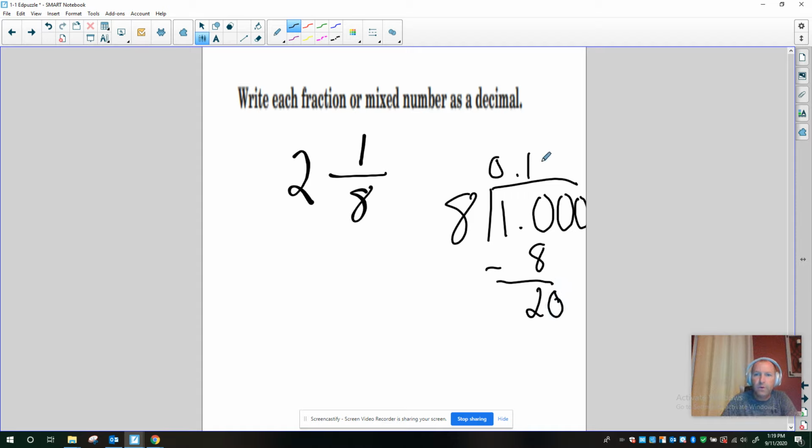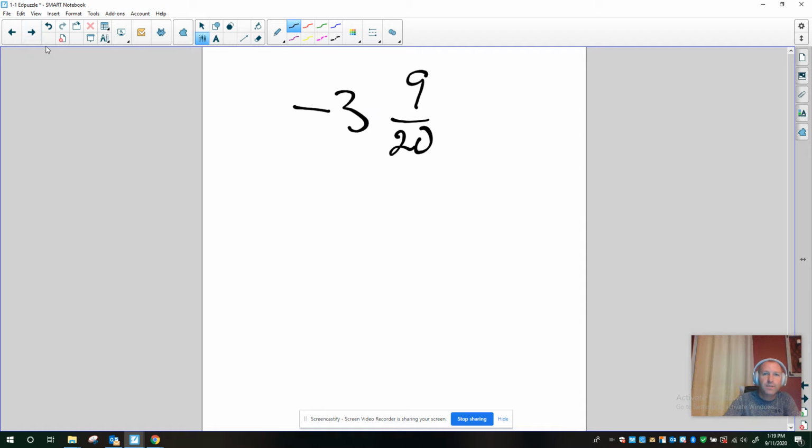8 goes into 20 2 times. Subtract, bring down a 0. 8 goes into 40 5 times. 8 times 5 is 40. No remainder. Question number 2, same thing.